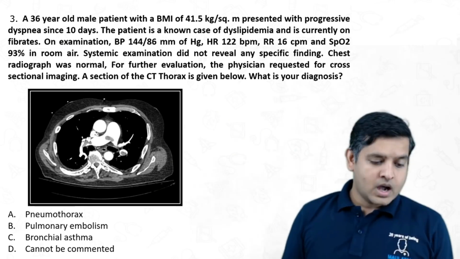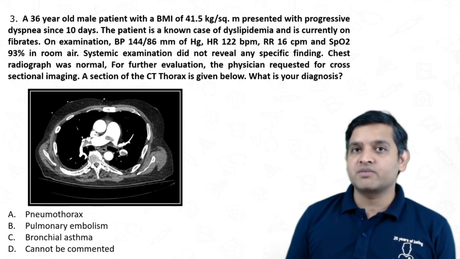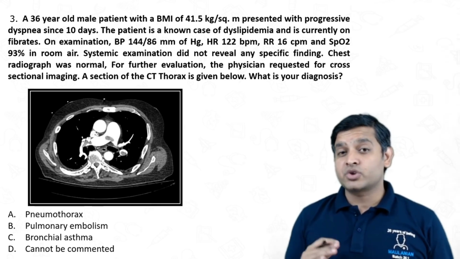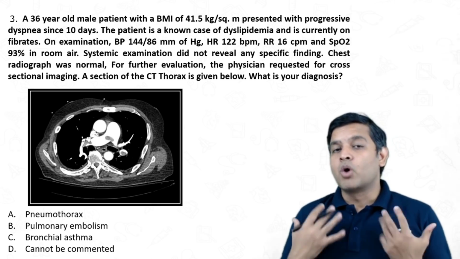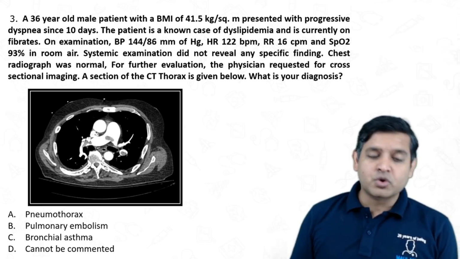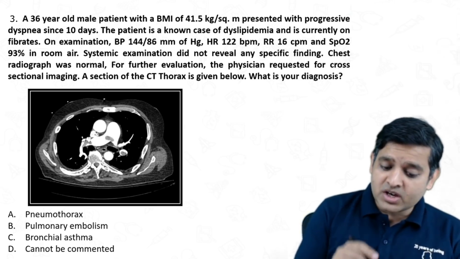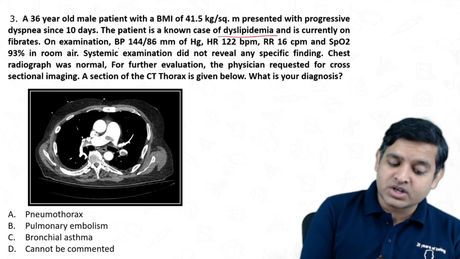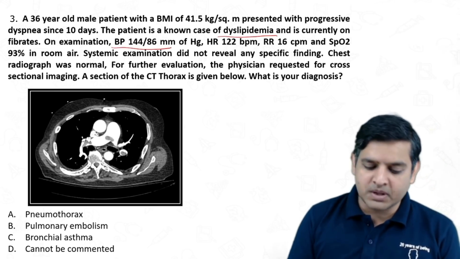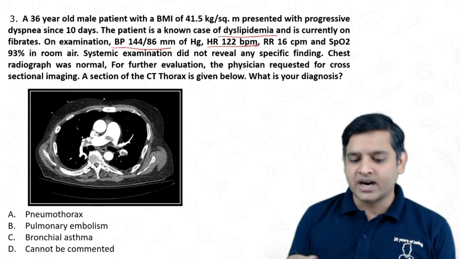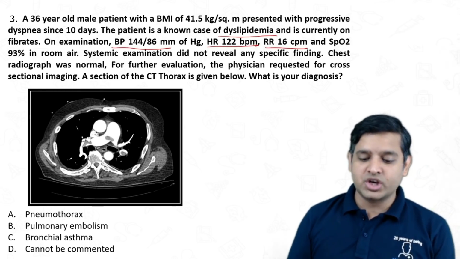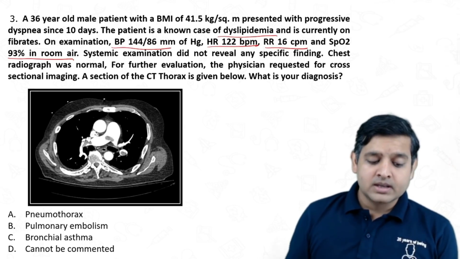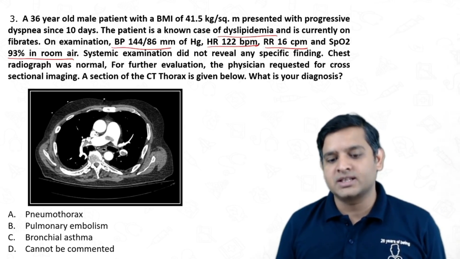Next question. A 36-year-old male patient with a BMI of 41.5 kg per square meter. So that means you're trying to say that the patient is morbidly obese. Presented with progressive dyspnea since 10 days. Patient is a known case of dyslipidemia and is currently on fibrates. On examination, he has increased BP, tachycardia, respiratory rate 16, SpO2 is reduced, 93% in room air. Systemic examination did not reveal any specific finding.